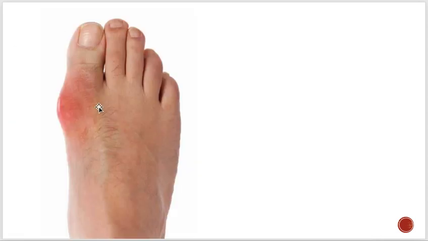I will show you this one. See, you can see over here, this is the first MTP, or first metatarsophalangeal joint. See, this one is inflamed, it is red, it is swollen, and of course if you see the other foot of that patient, it will be normal. So whenever there is a pair, always compare. You can compare this foot with the other foot.